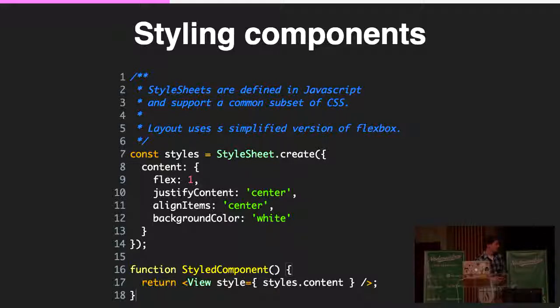You define your CSS in objects, and you pass those into your components to be consumed. If you want to replicate the cascading nature of CSS, you can store these style objects in separate modules and use Object.assign to merge them together in whatever way that you like. It's a little bit more flexible than cascading, in fact, because you can control how it gets cascaded.